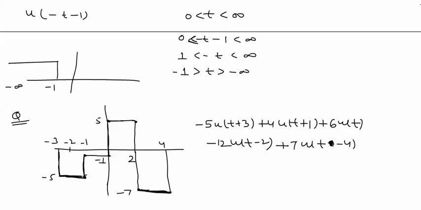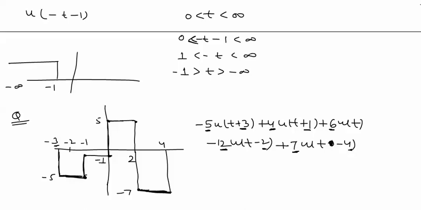This is the complete answer for this drawing. This signal: we start with the minus 3 location, amplitude is minus 5. At minus 1 location, the change in amplitude is 4. Again, location is 0, change in amplitude is plus 6. Again, location is plus 2, change in amplitude is minus 12. Change in amplitude is plus 7, location is 4. In this way, we can draw any type of unit step derivative.